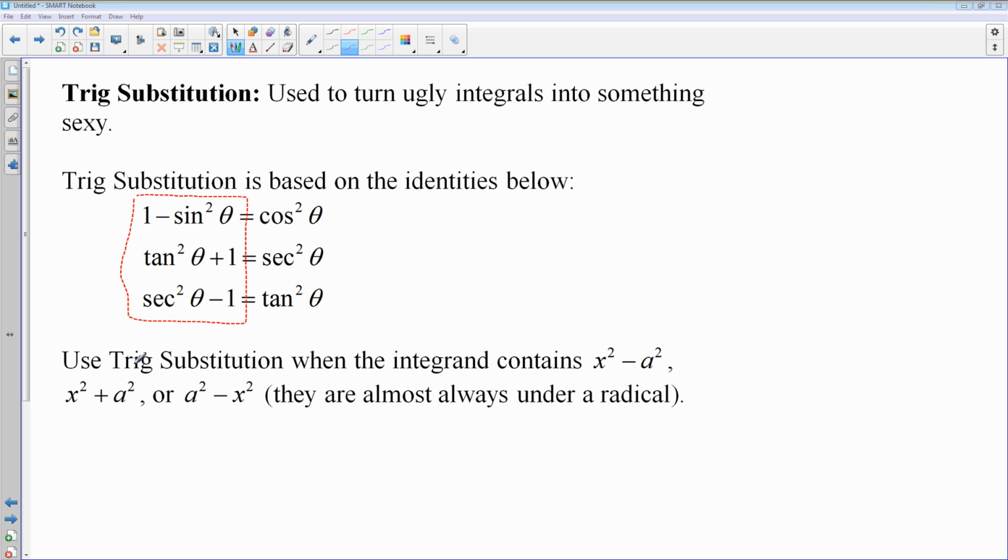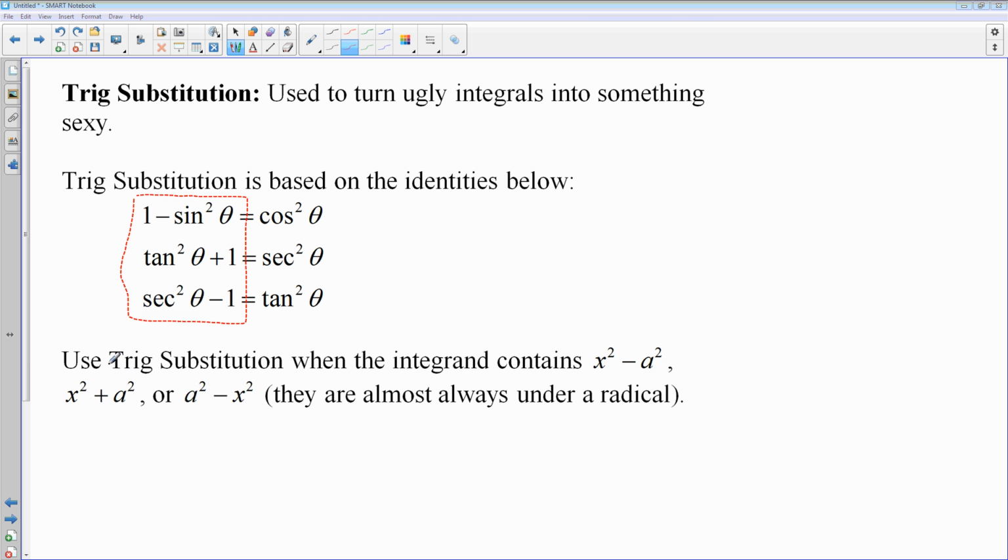You use trig substitution when your integral contains x squared minus a squared, where a is just some number, x squared plus a squared, or a squared minus x squared. And they are almost always under a radical. That's not always the case, but usually these things would be under some kind of a square root.